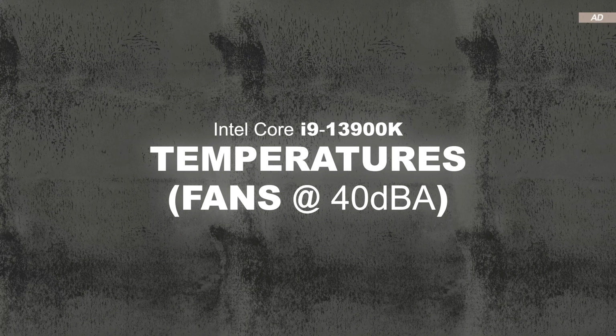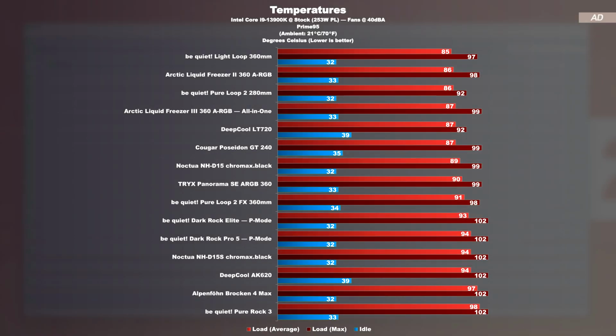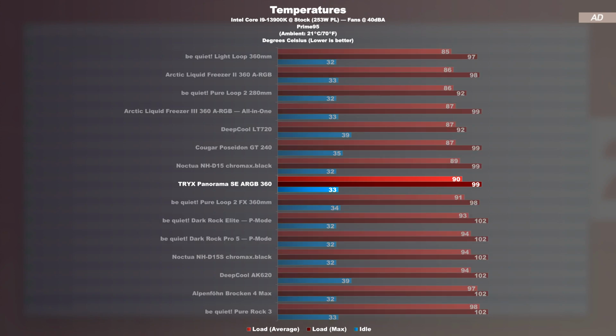Temperatures at a fixed 40 decibels. Now all coolers are configured to run at exactly 40 decibels, no matter how much you have to lower fan speeds in order to achieve that. Once again, in the Prime 95 stress test, the Panorama SE starts to falter a bit in this tricky configuration. At the very max, it's on par with its competitors, but when looking at those average results, the CPU temperature with the TRYX AIO is 3 to 5 degrees higher than that of its competitors. Not a bad result, but perhaps a bit concerning considering the unit's high price.